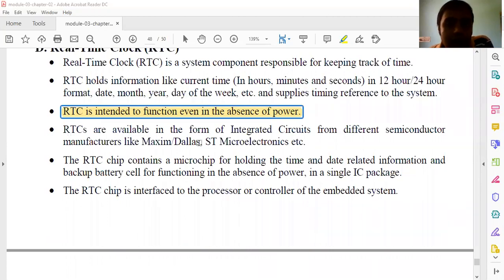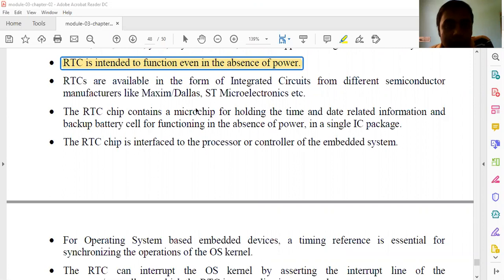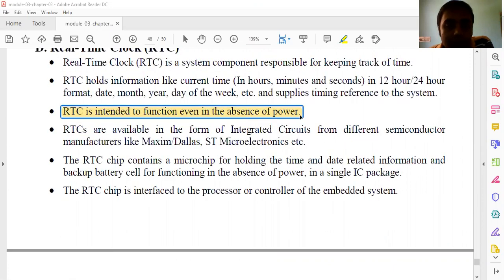RTCs are available in the form of integrated circuits from different semiconductor manufacturers like Maxim or Dallas, ST Microelectronics, right? Yes, remember it is power backed, that is, battery backed.